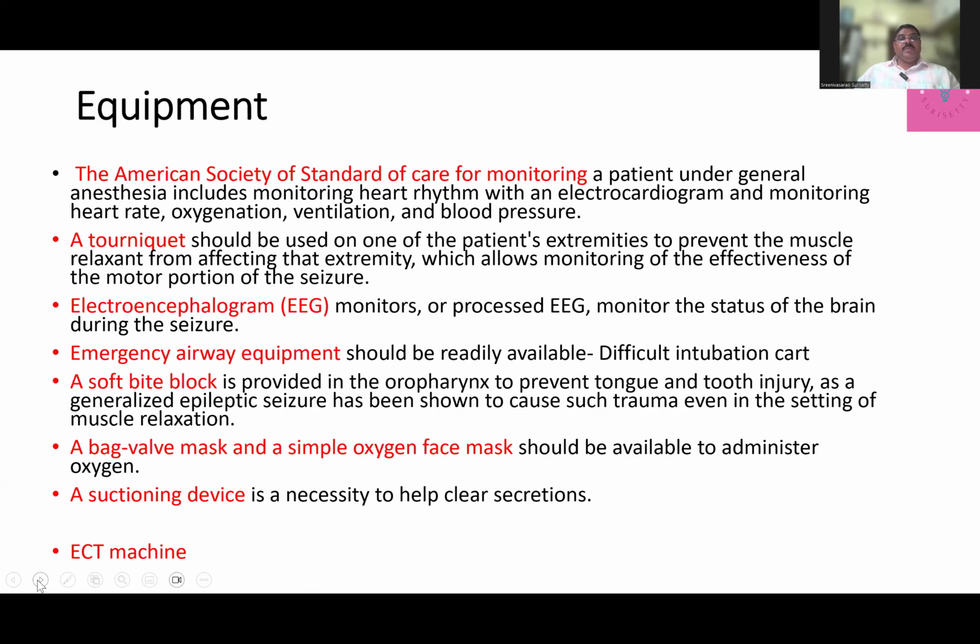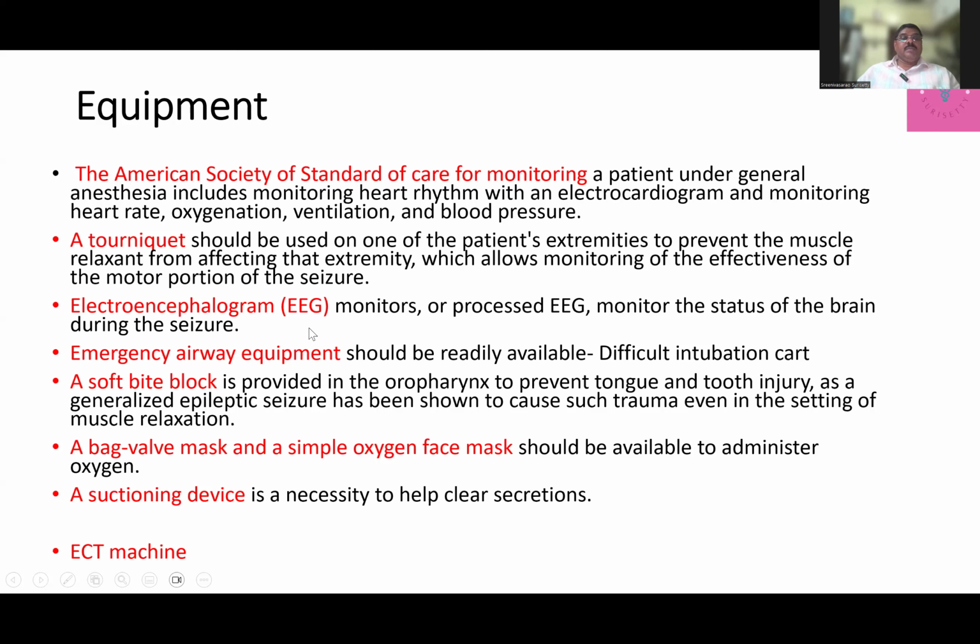A tourniquet should be used on one of the patient's extremities to prevent the muscle relaxant from affecting that extremity, which allows monitoring of the effectiveness of the motor portion of the seizures. They will usually apply a tourniquet to the lower limbs, inflating the BP cuff above the systolic pressure so that blood flow won't go to that area. But they will monitor the seizure duration.